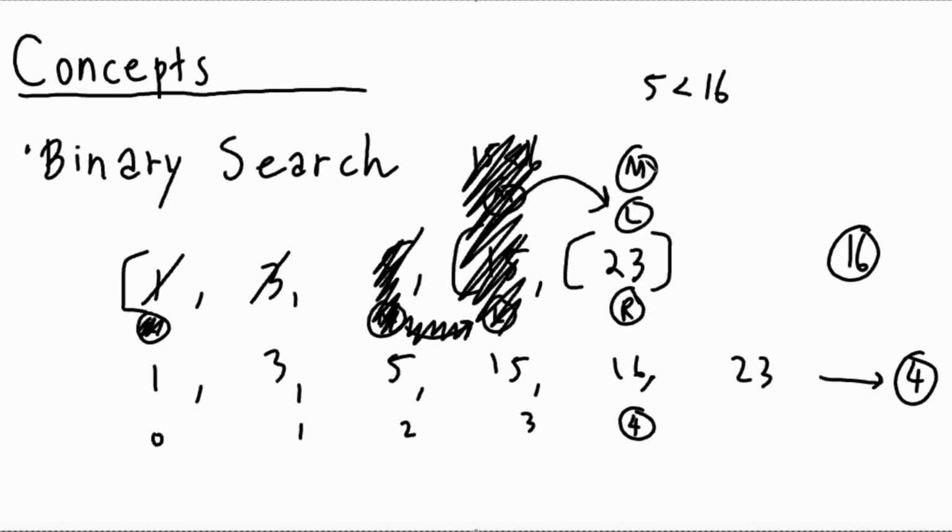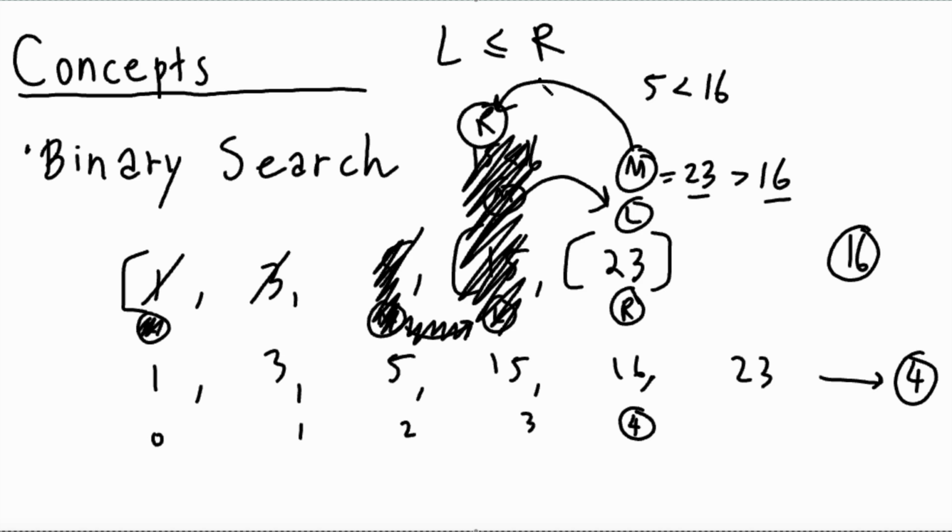Therefore, the middle element is also 23, which is larger than 16. Since this is larger, that means the right pointer has to go down by a position, or the position of the M. So if M is here, then M moves the right pointer left by 1. Now, this violates the rule that the left pointer has to always be less than or equal to the right pointer. Therefore, we stop.